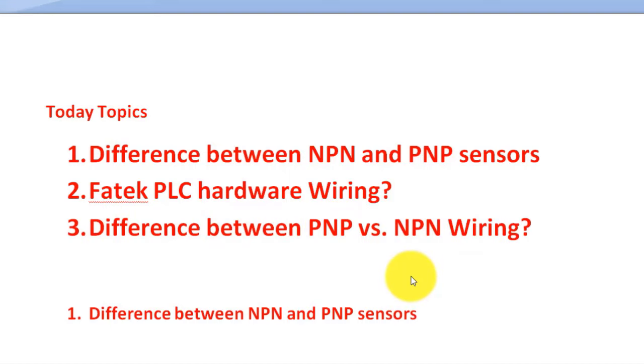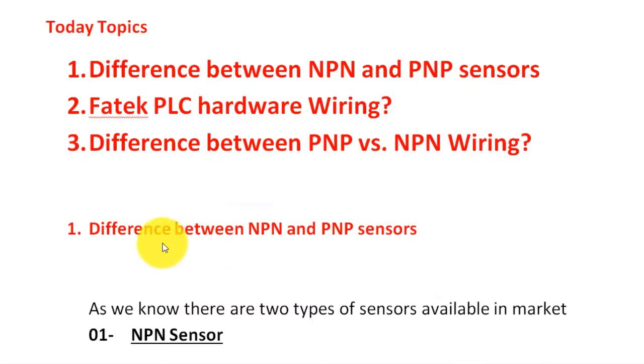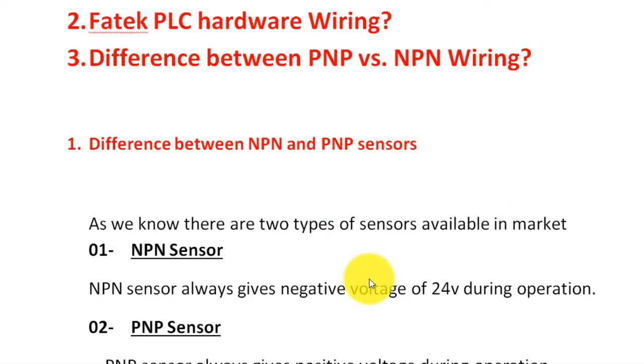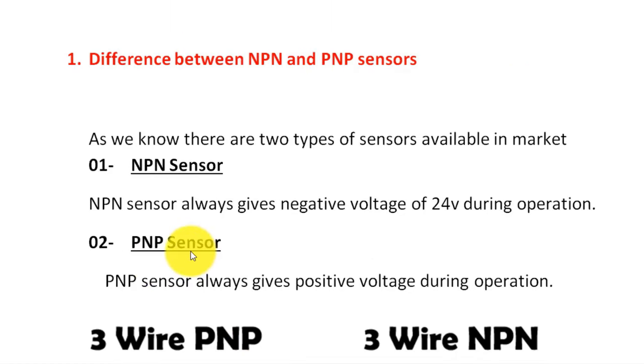So let's start the lecture. First question is difference between NPN and PNP sensor. As we know, there are 2 types of the sensor available in the market. First one is the NPN sensor and second one is the PNP sensor.